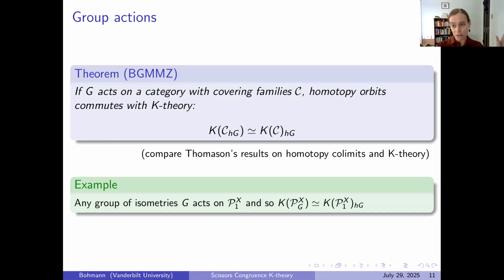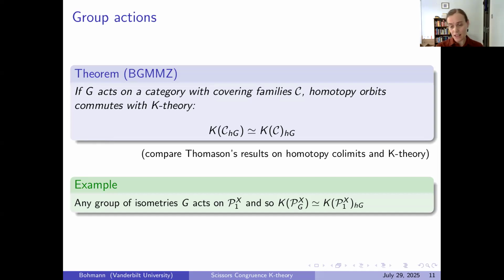So if I initially have no moving at all, I have an action on that space or that category by any subgroup of isometries I so choose. And so what that lets us do is observe that the K-theory of the category of covering families associated to some scissors congruence with my favorite group G is actually the homotopy orbits of the K-theory of covering families with no moving allowed at all.